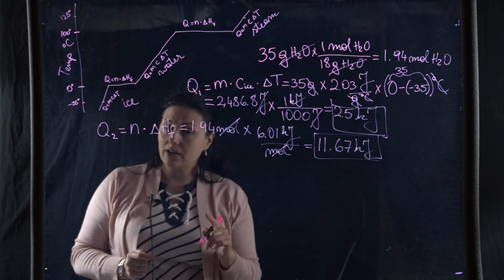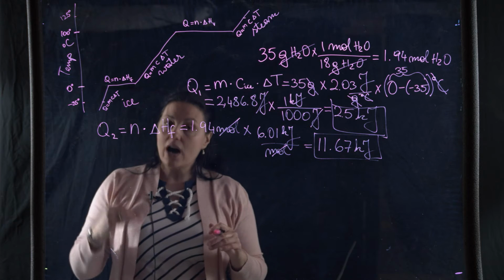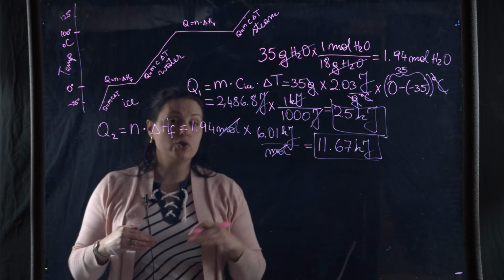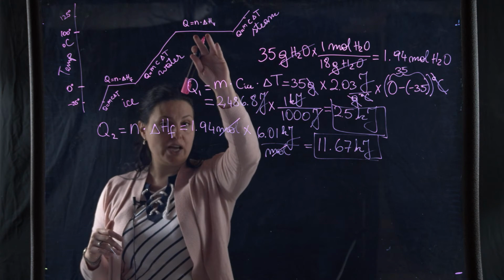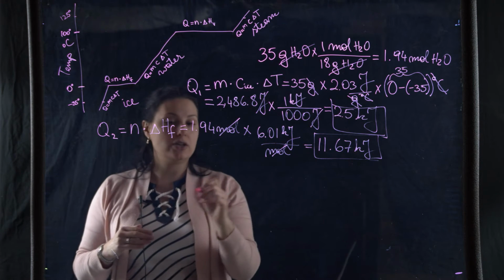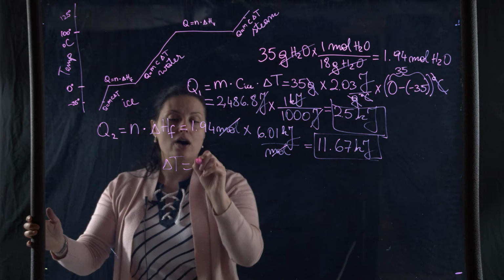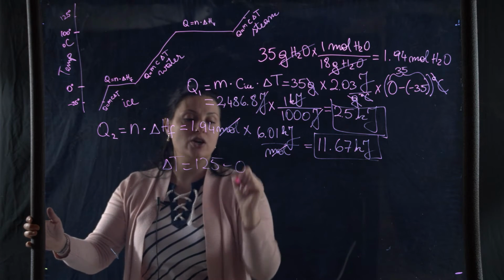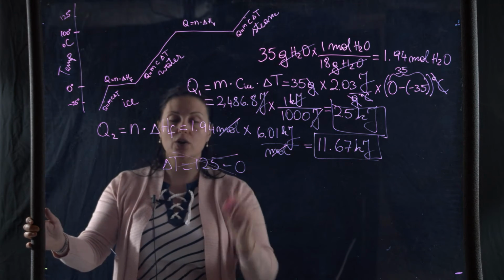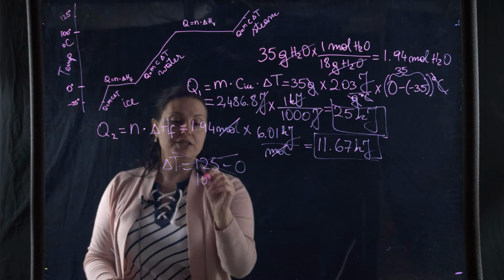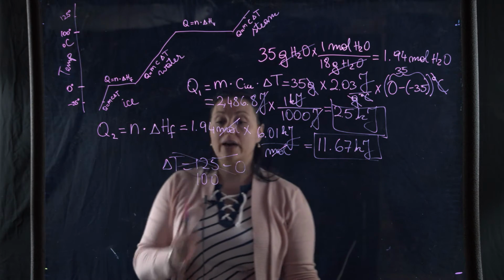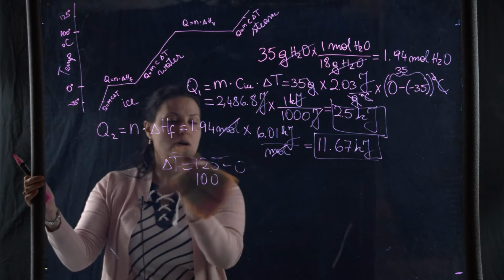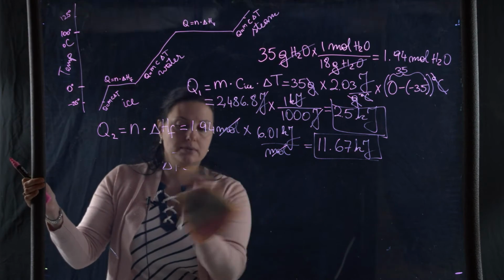I can't do it directly. I can't take water from 0 to 125 because I have to go through another phase change. So I can't do delta T of 125 minus 0 degrees. This isn't going to work because at 100 degrees, I go through a different phase change. So I can't do that. I have to break it through 2 more steps.